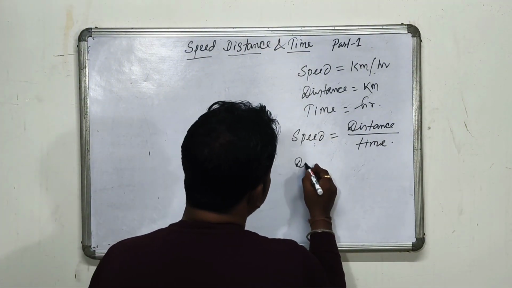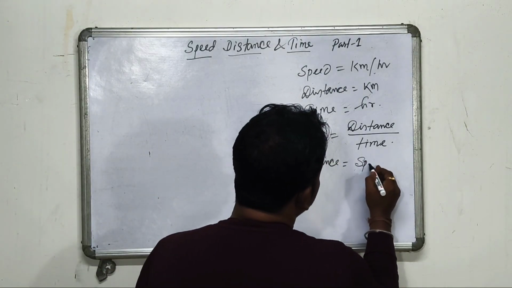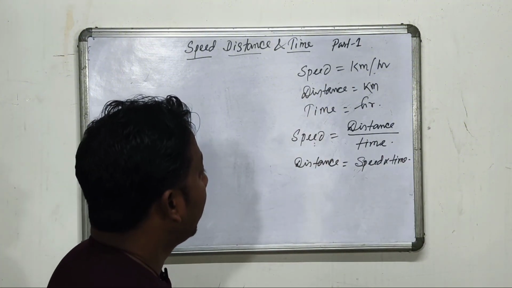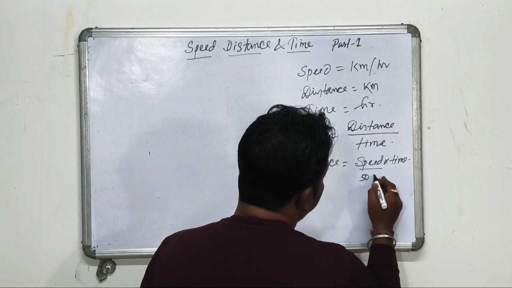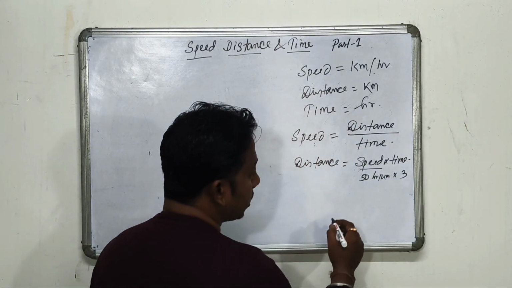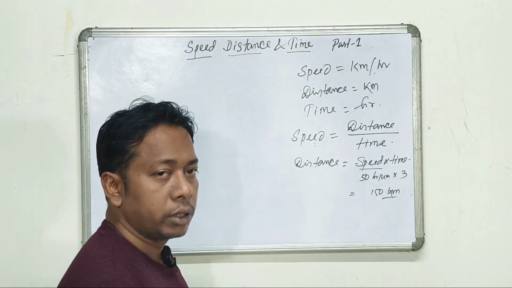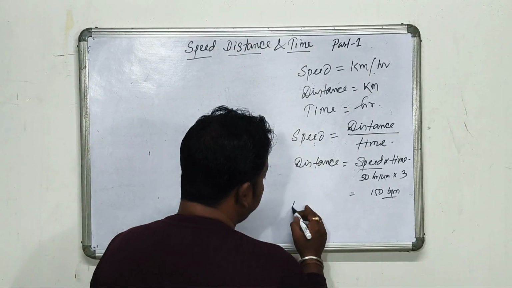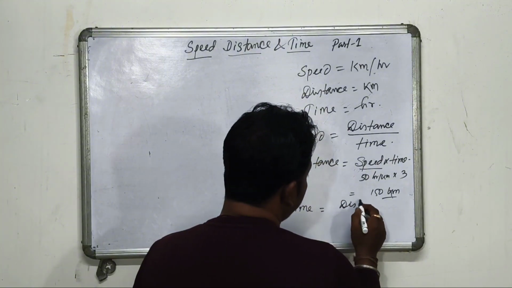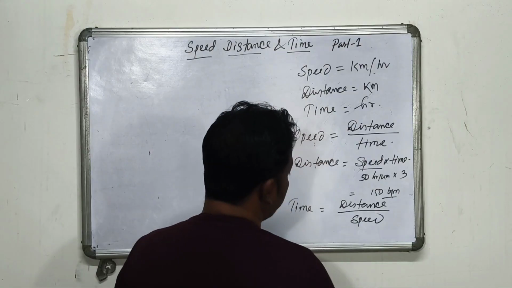And what will be the formula of the distance? Distance equals speed into time. That means if you are traversing 50 kilometers per hour and you are taking 3 hours to reach the destination, what will be the distance? 150 kilometer is the total distance. Clear? Now time. Time means distance by speed. That is called time.